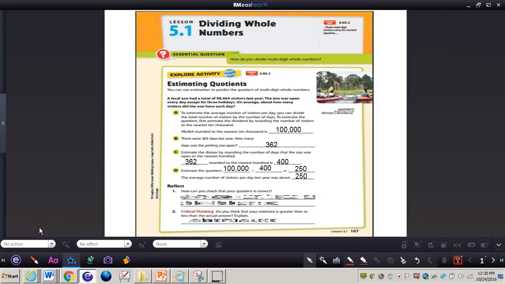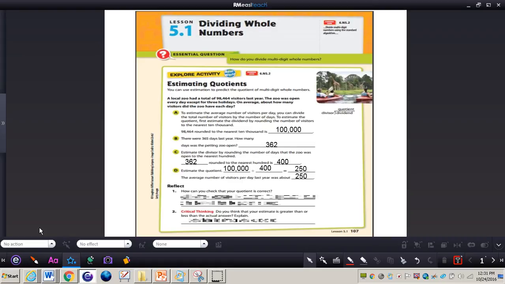In this video, we're going to be taking a look at dividing whole numbers. Now you'll need your Go Math book out and your math journal and a pencil, and I want you to turn to page 107 in your Go Math book. Now the essential question we'll be taking a look at today is how do you divide multi-digit whole numbers?